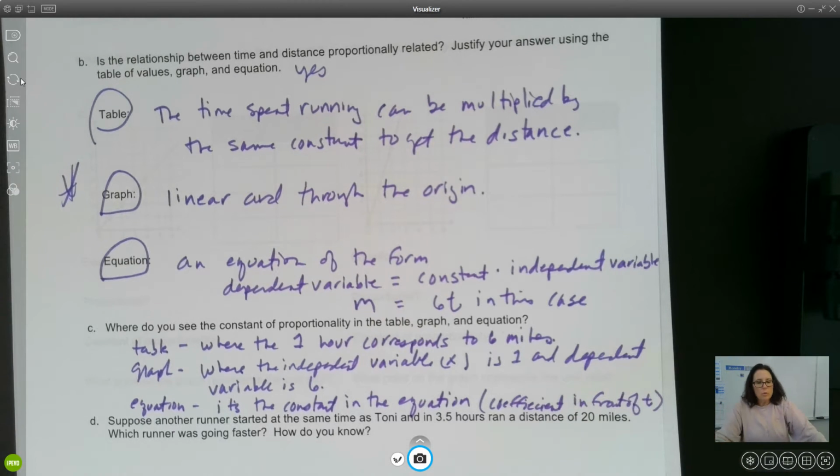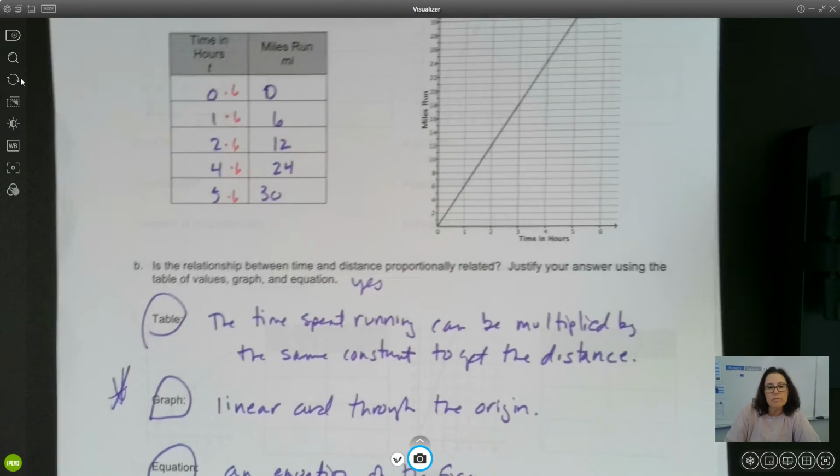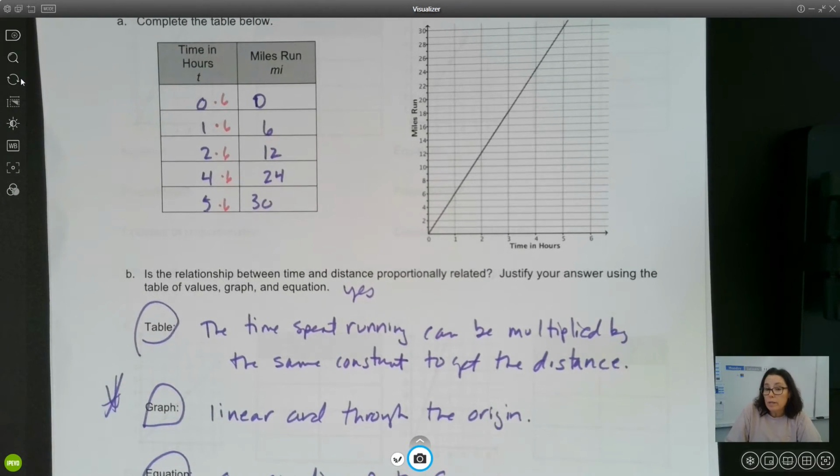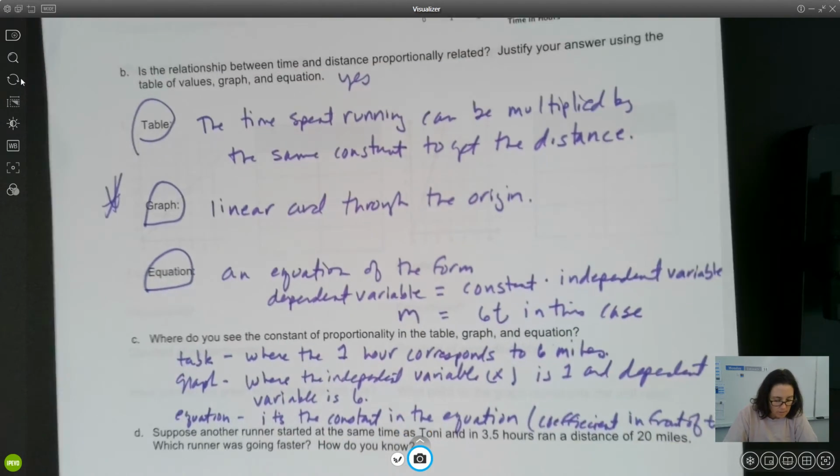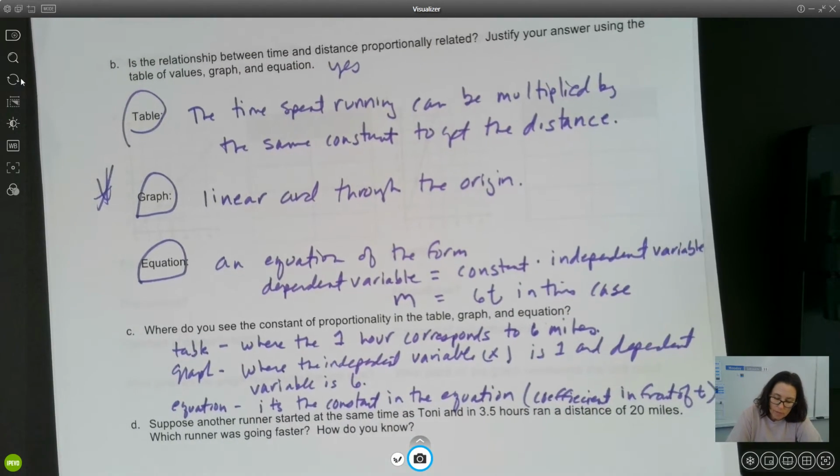Okay, suppose another runner started at the same time as Tony and in 3.5 hours ran a distance of 20 miles. Which runner was going faster? How do you know? All right, well, we know the rates of Tony. We know the unit rate of Tony. Okay, let's find the unit rate of this other runner.